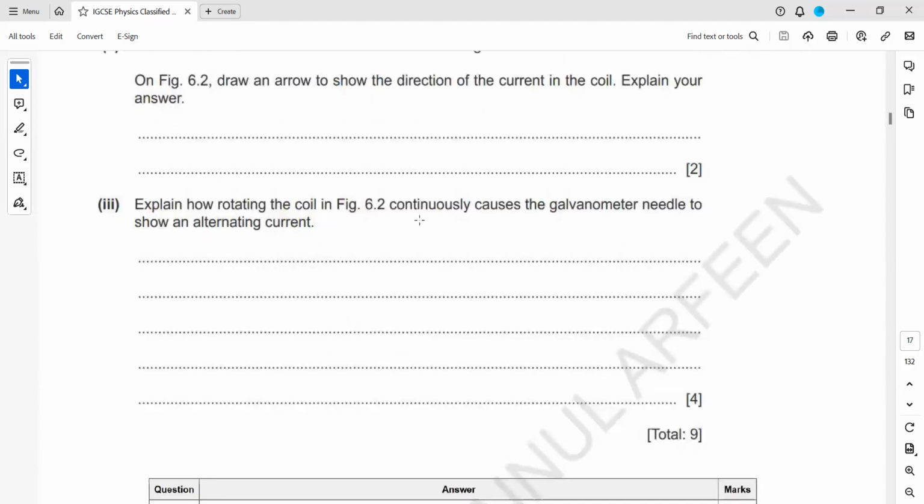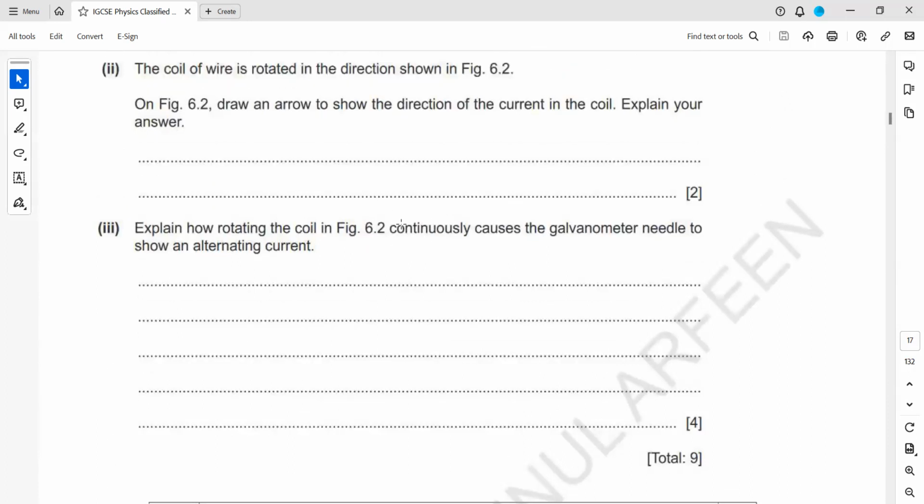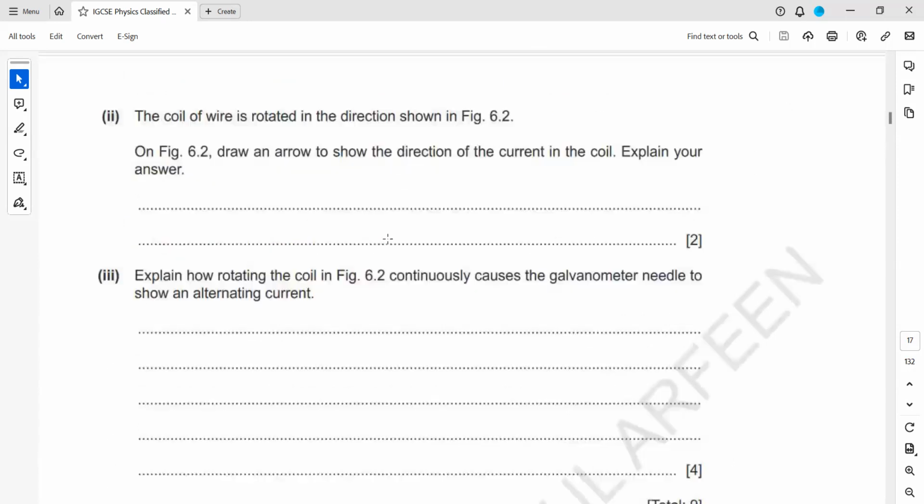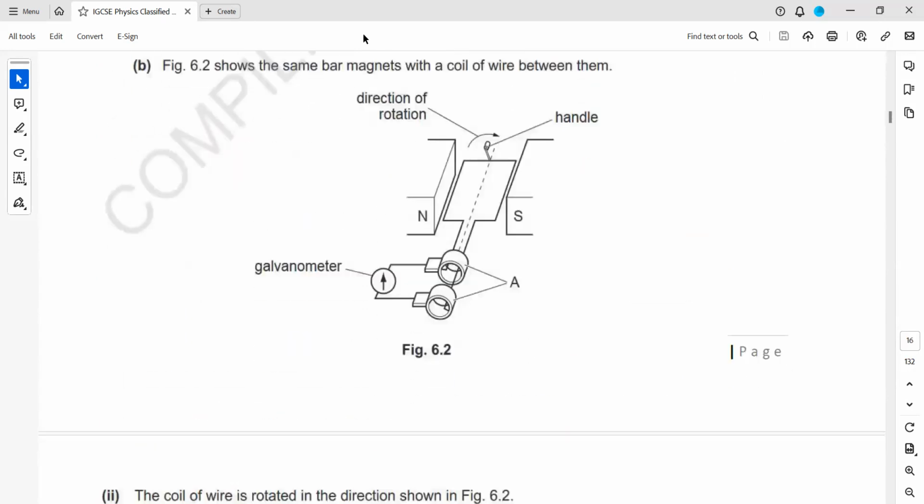Explain how rotating the coil in figure 6.2 continuously causes the galvanometer needle to deflect, to show an alternating current. So what will happen when we rotate the wire? There will be a change in magnetic field, and this change in magnetic field will induce EMF. When the coil is horizontal, we'll have the maximum induced EMF. When it is vertical, we'll have the minimum induced EMF. And the direction of induced EMF will change every 180-degree rotation, or every half rotation.